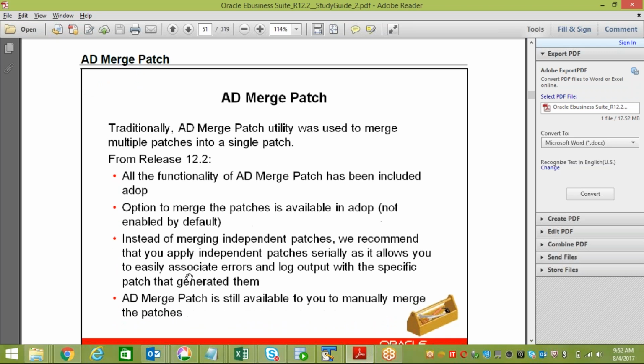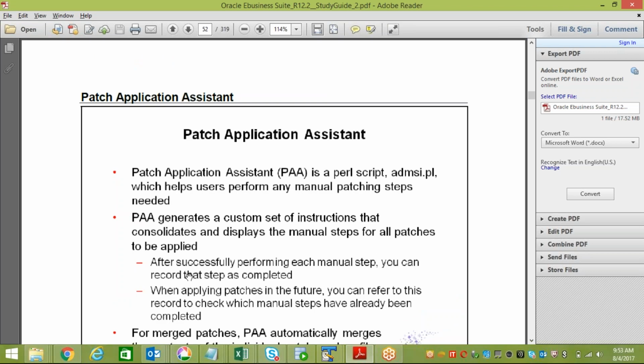Merge patch. So you can club multiple patches as a single patch and apply. There is a utility called ADMRGPCH that does the merging. You should not merge previous versions and this version. Only patches related to that version you have to merge, and there are some limitations. I'll show you those limitations when we are doing the patches.